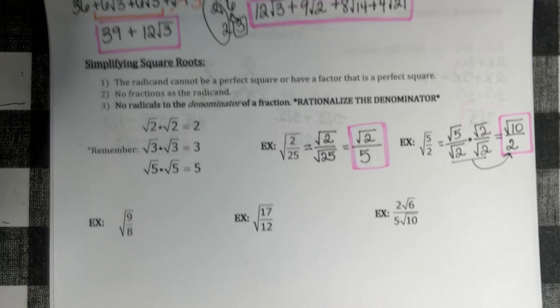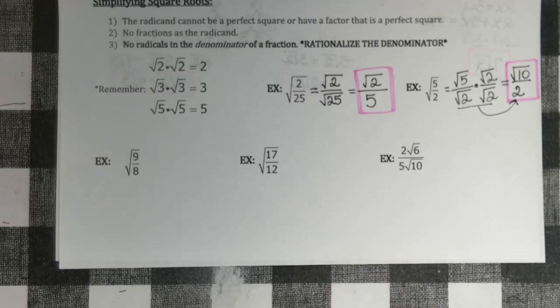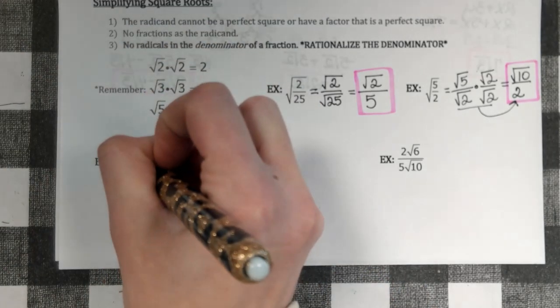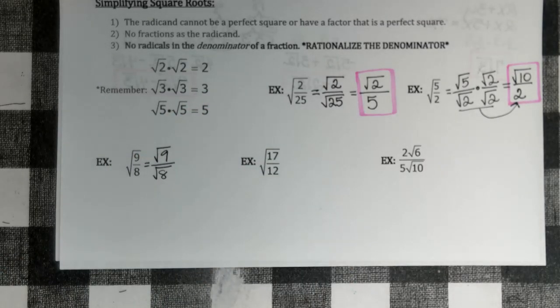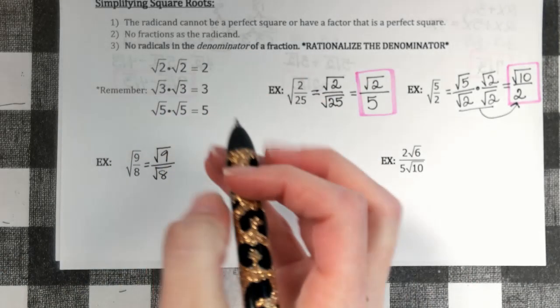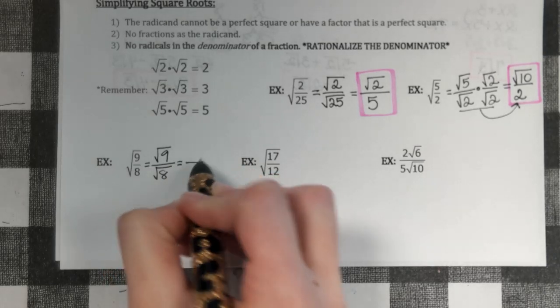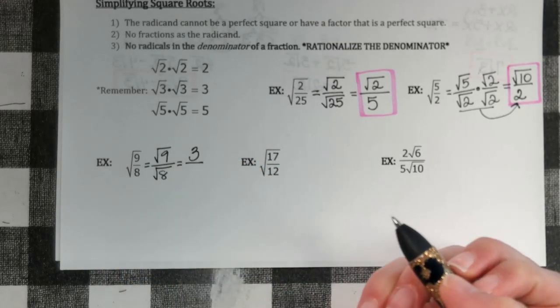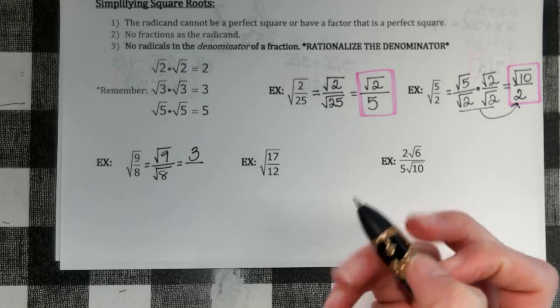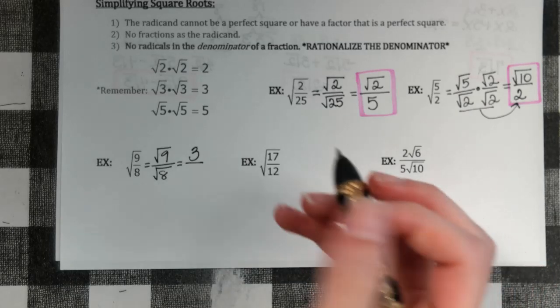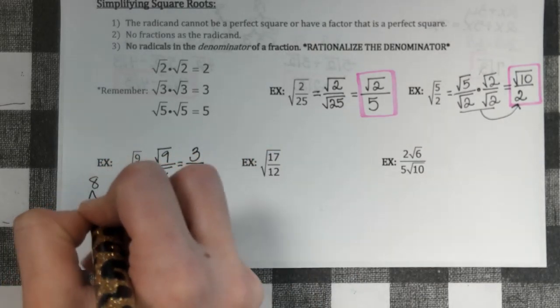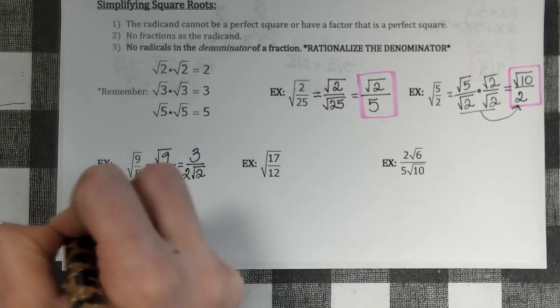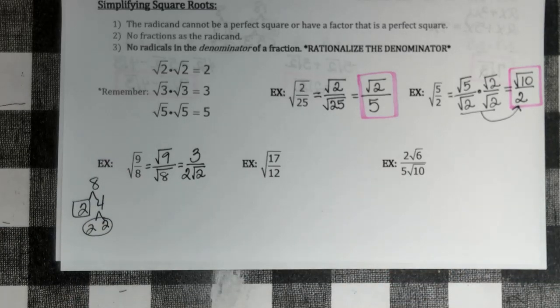Okay? So when I look at my next one, I've got the square root of 9 over 8. I simplify the square root of 9 over the square root of 8 because I can't simplify 9 over 8. But I can simplify the square root of 9, and that is 3. Can I simplify the square root of 8? Yeah, that is 2 square root of 2 because 8 splits into 2 and 4, and 4 is 2 and 2. I like to simplify first because I like to rationalize the smaller numbers.